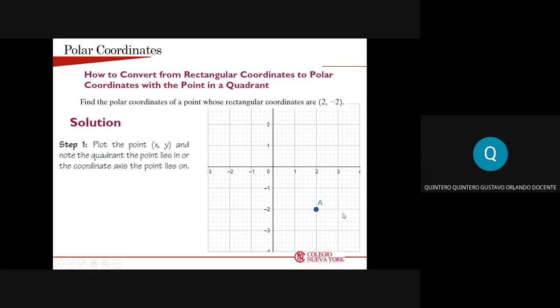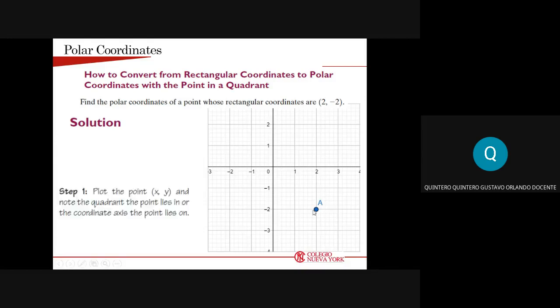This point is not in an axis. This point is in a quadrant. Can you tell me what is the name of that quadrant, please? In the chat, anybody? That's pretty easy, right? Quadrant number 4. Yes, correct, guys. This is quadrant number 4. In this case, things are going to change. When the points are in quadrants, we do have to use some formulas. We do have to use our calculator.